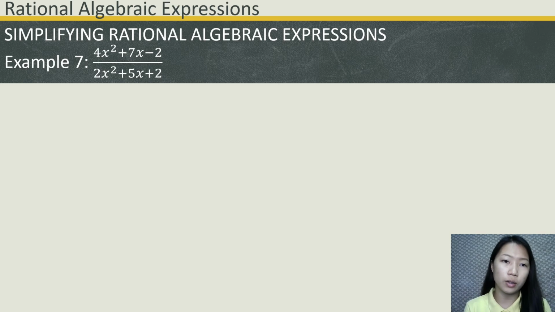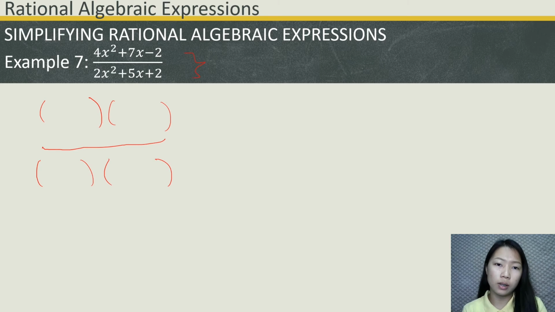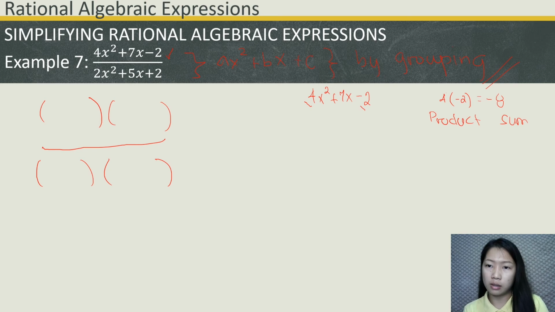For our last example, 4x squared plus 7x minus 2 over 2x squared plus 5x plus 2. Yung dalawa na to, kung maaalala natin, form siya ng ax squared plus bx plus c. Then for us to solve it, we're going to factor by grouping. Ito yung type na gagamitin natin. Okay, first, write down the numerator. We're going to multiply the numerical coefficient of first term and the third term or the last term. 4 times negative 2 equals negative 8. And then we're going to find the product and correct sum.